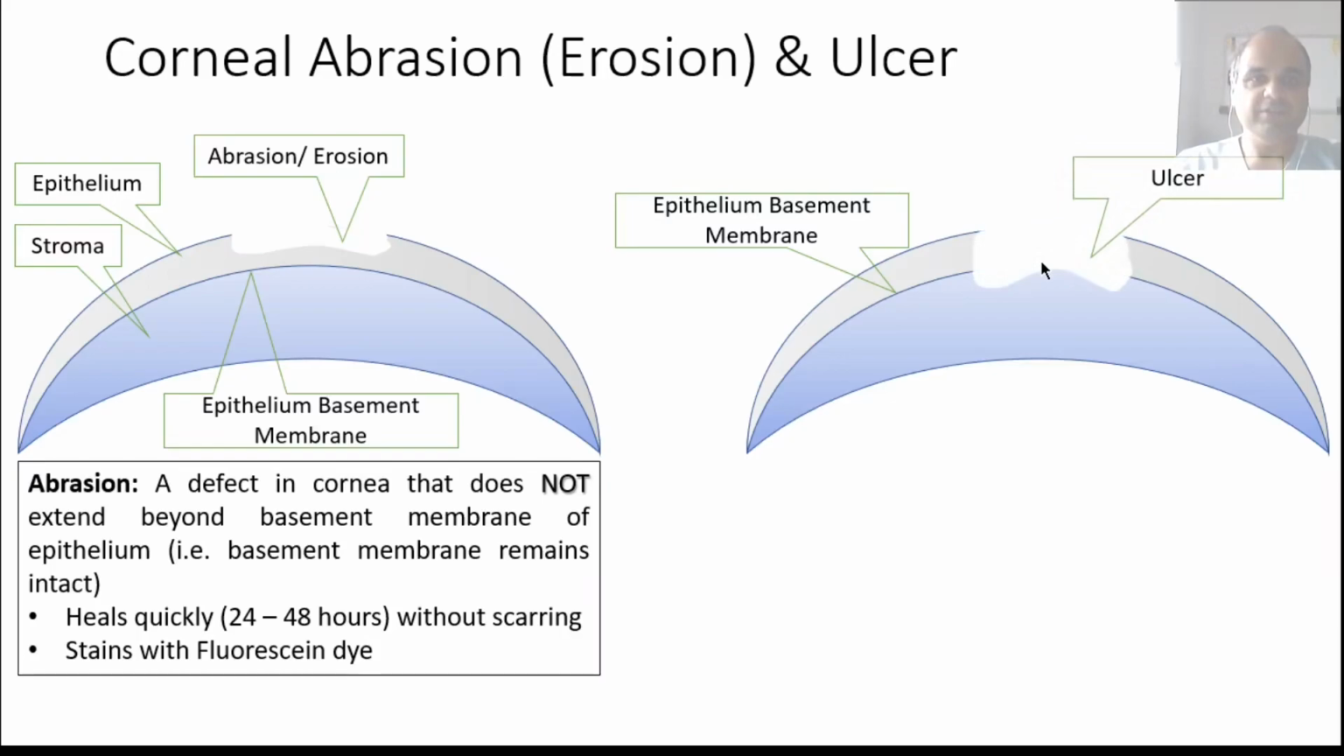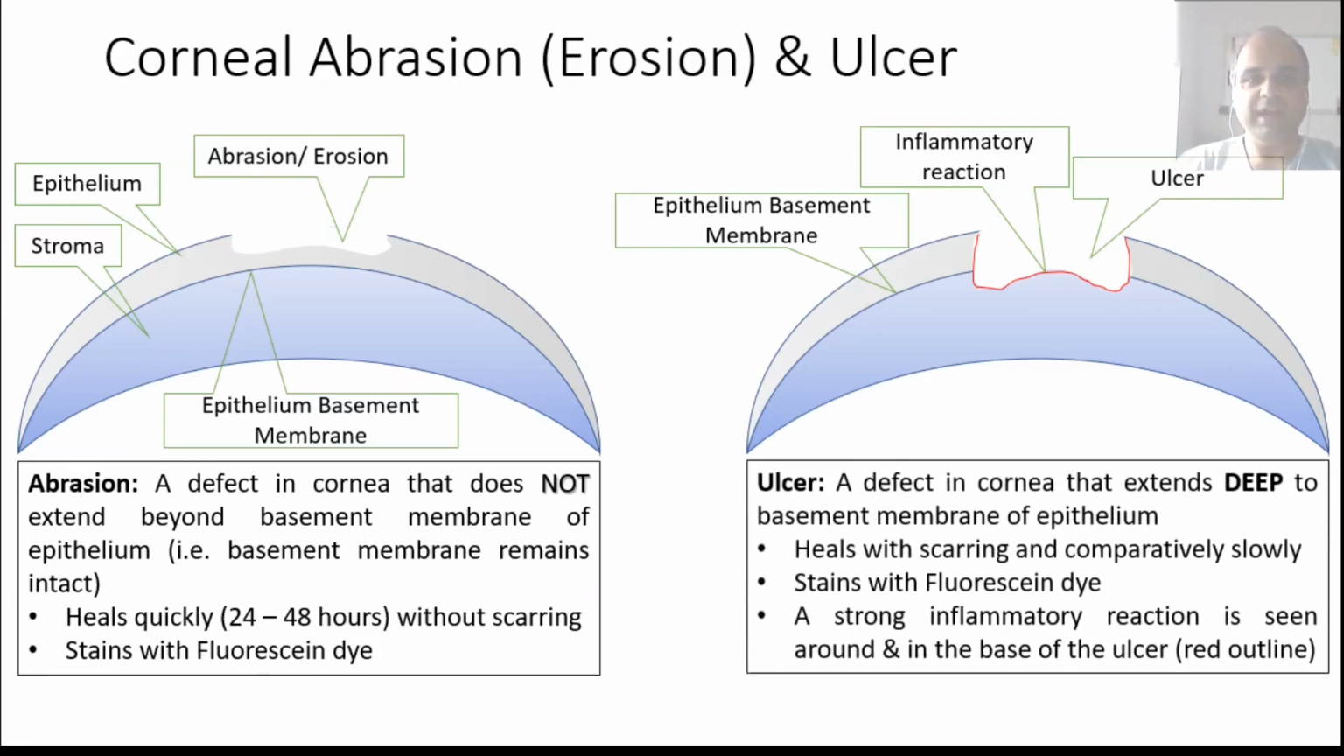Now we have an ulcer. An ulcer is a lesion or a defect that extends to below the basement membrane of the epithelium. Thus, it extends into the stroma. And it incites a relatively strong inflammatory reaction simply because it's a deeper defect and it requires to be taken care of before the stromal damage increases. So it does incite a rather strong inflammatory reaction, and it heals by scarring. It will also stain by fluorescent dye simply because there is no epithelium cover over it. The epithelium is damaged.